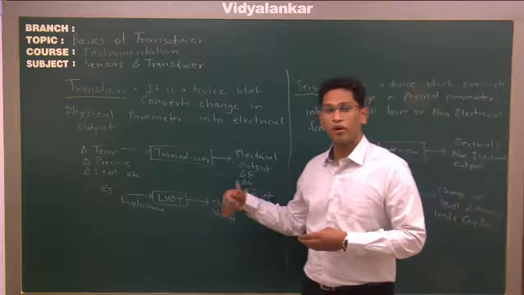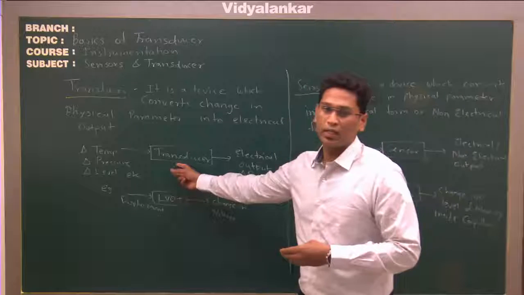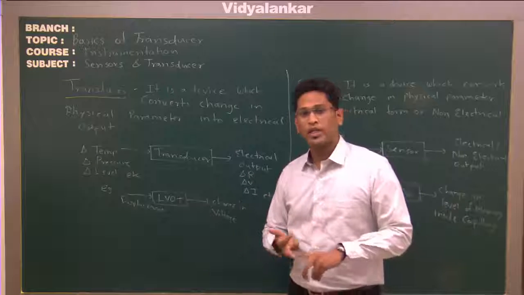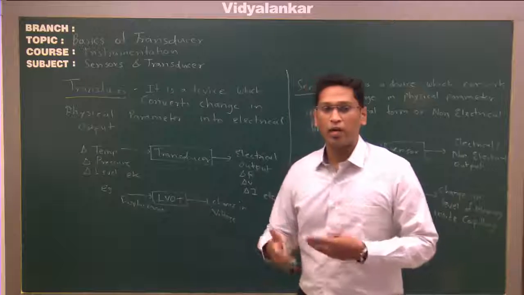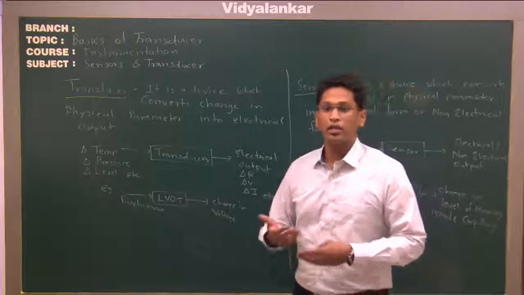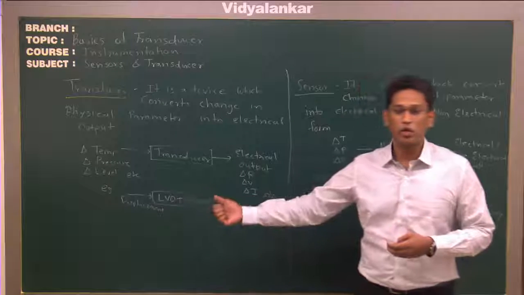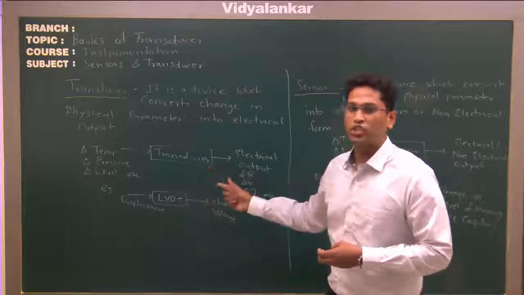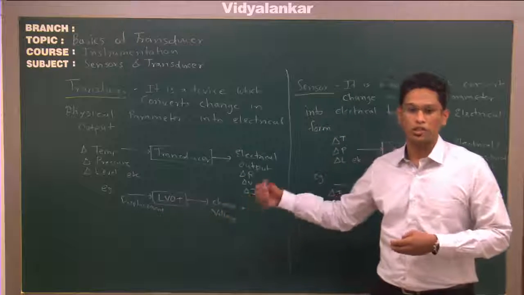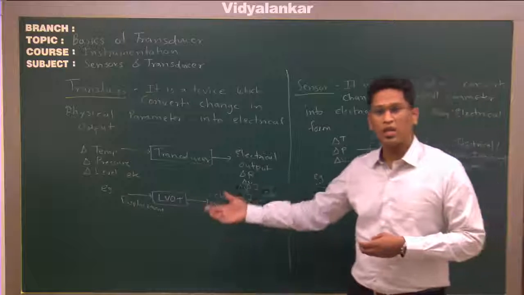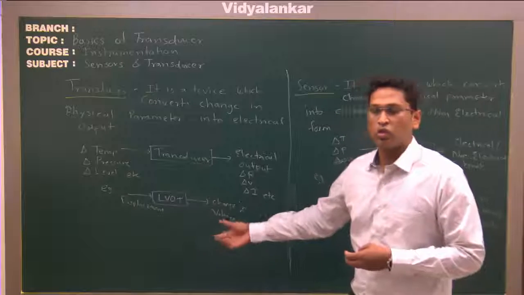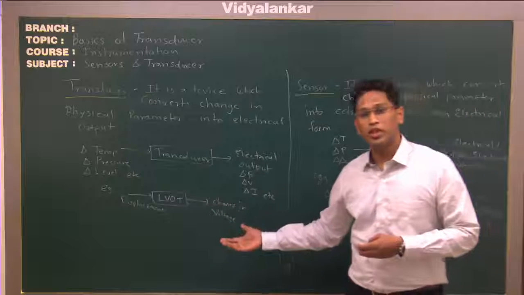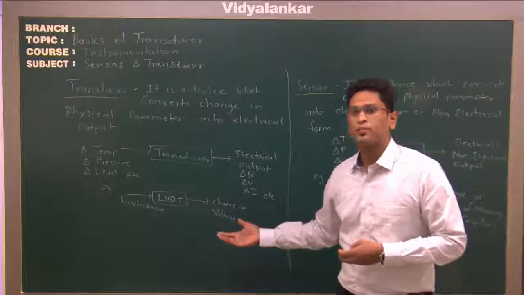For example, the input to the transducer is change in temperature or change in pressure or change in level, etc. Whatever change in physical parameter is happening is given as the input to the transducer. The output of the transducer is either change in resistance, change in voltage, change in current, or any other electrical form. That is how the change in physical parameter is converted into change in electrical output.